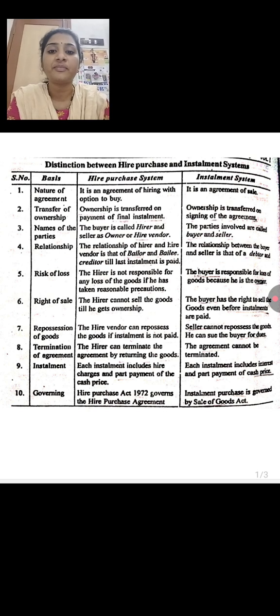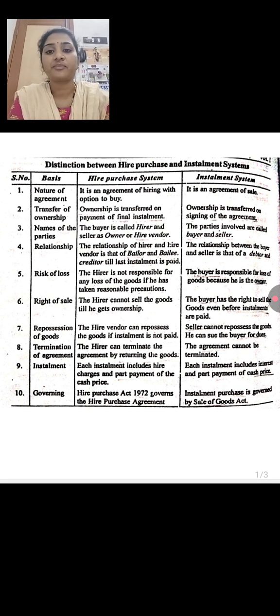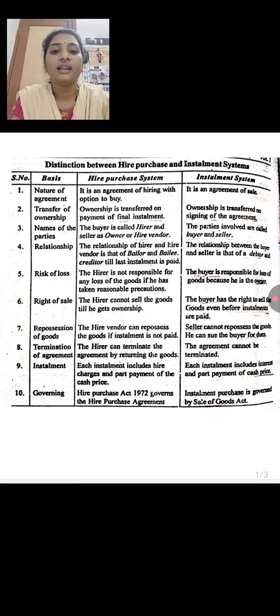In the hire purchase system, the buyer and the seller both should know about the agreement of hiring with option to buy. So the first process they are going to do here is they will put an agreement to start their business. It is an agreement of risk. In the installment system there are some risks regarding this process, but in hire purchase system the agreement of hiring is a very good process, but in installment system that is a very risky one.